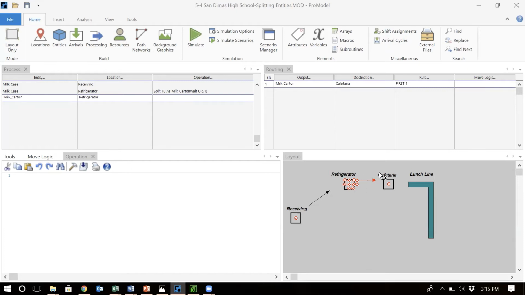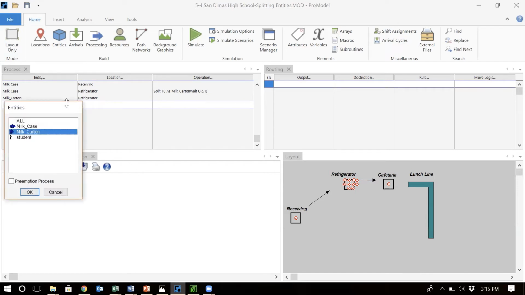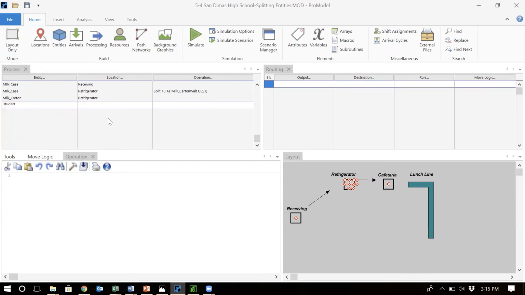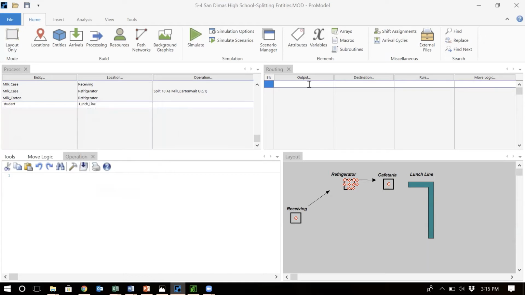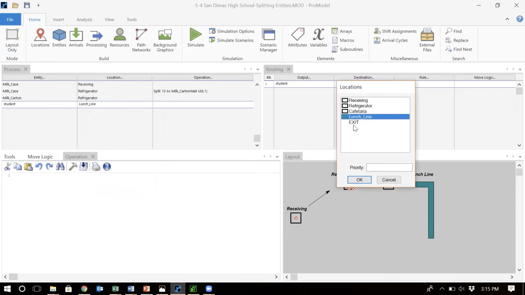So now that the milk cartoon is in the cafeteria, having gone from the refrigerator to the cafeteria, to be able to do the join operation, I have to bring the students to the cafeteria as well, okay? So in the next line, I want to bring the students to the cafeteria. Where are they already? Students are already in the lunch line. Where do they go from there? They go from the lunch line to the cafeteria.